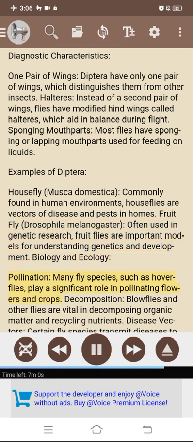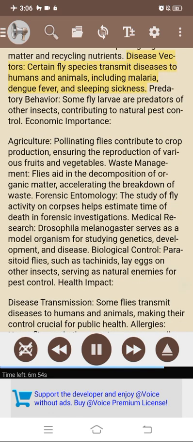Biology and ecology. Pollination. Many fly species, such as hoverflies, play a significant role in pollinating flowers and crops. Decomposition. Blowflies and other flies are vital in decomposing organic matter and recycling nutrients. Disease vectors. Certain fly species transmit diseases to humans and animals, including malaria, dengue fever, and sleeping sickness. Predatory behavior. Some fly larvae are predators of other insects, contributing to natural pest control.